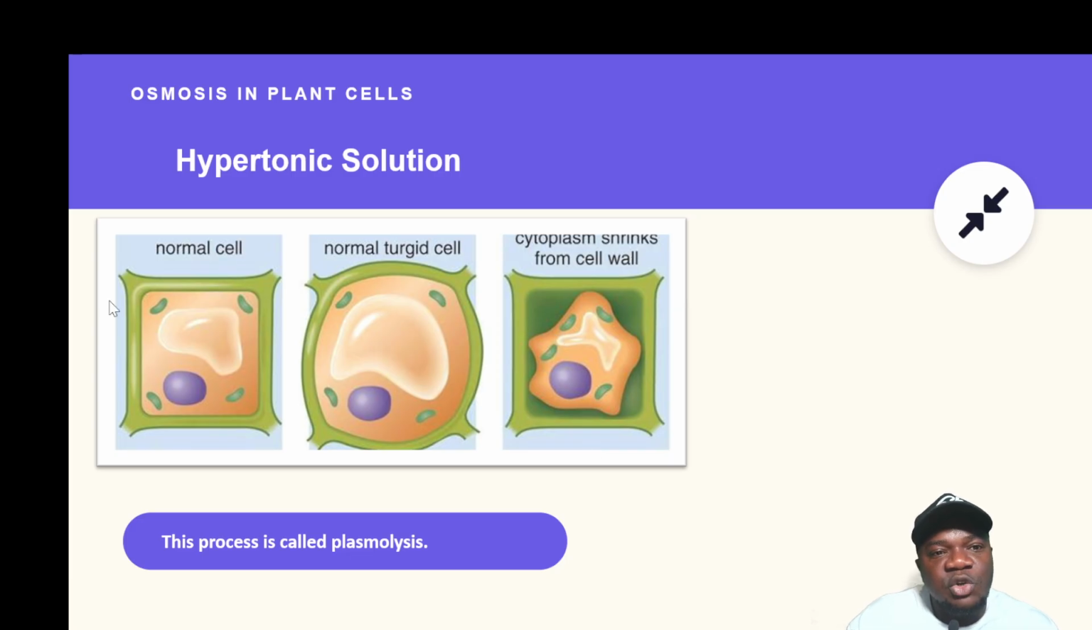Okay, so you can see this picture here. This is a normal cell. Now this is a turgid cell that has lots of water. You can see it's swollen. Then this is a plant cell that shrinks because water has left the cell. So if this occurs for a very long time, the plant will tend to wilt because water has left the cell, and the plant may eventually die because of lack of water.